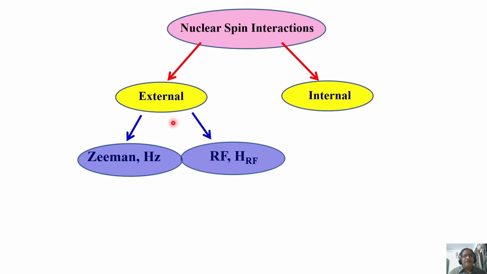I said we applied a radio frequency signal in a direction perpendicular to the static magnetization, and we tilted the magnetization from the assumed z-axis, which is the direction of the magnetic field, to the xy plane, either the x-axis or y-axis, depending upon the pulse we apply. What is this interaction? It is the interaction of the radio frequency with the nuclear spins.